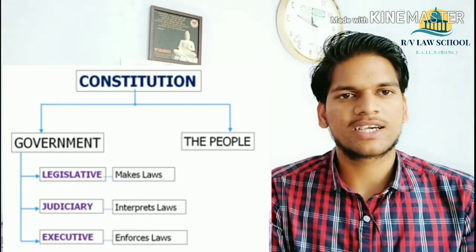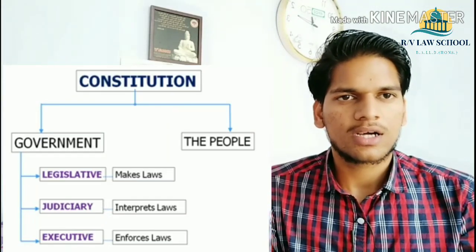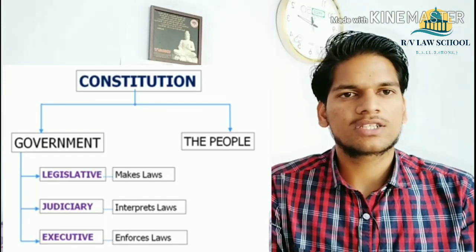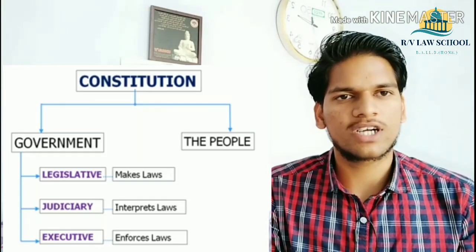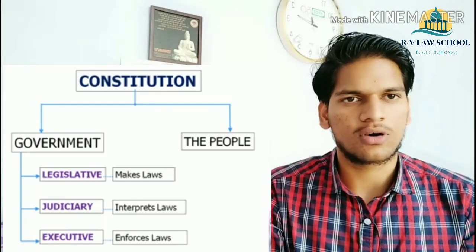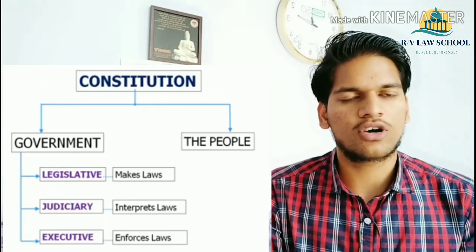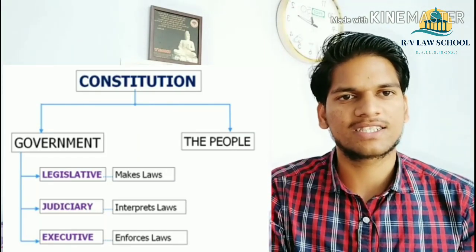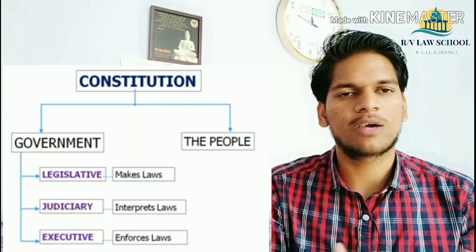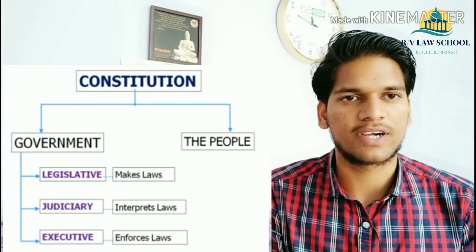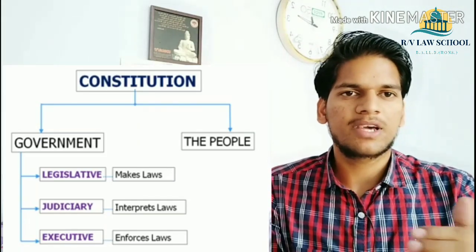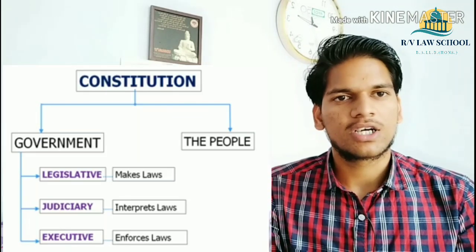And the third is the executive. You know that when a law comes, if that law is not enacted, if we do not follow that law, what is the need of the law? What is the value of that law? So just to maintain the dignity of that law, there is a third organ of the government, that is the executive, which enforces that law among the people of India. So these are the three main organs of the government. So a Constitution describes and determines the functions of these three organs: making laws, interpreting laws and enforcing laws.